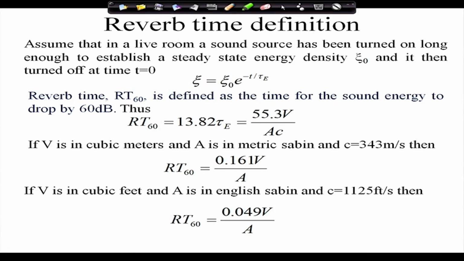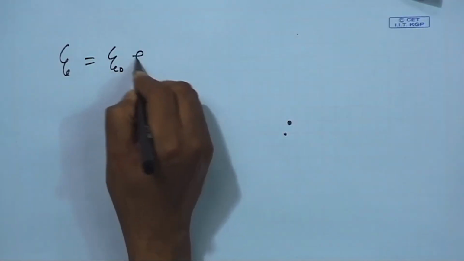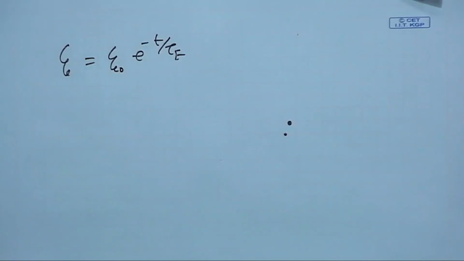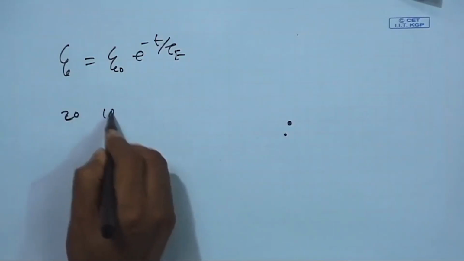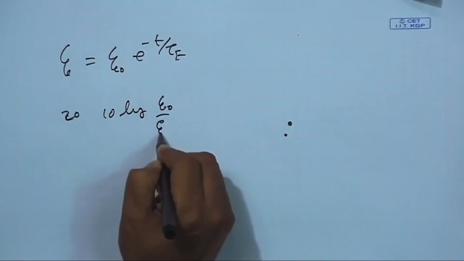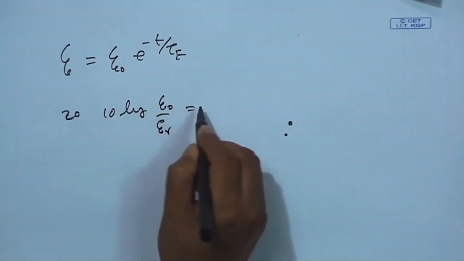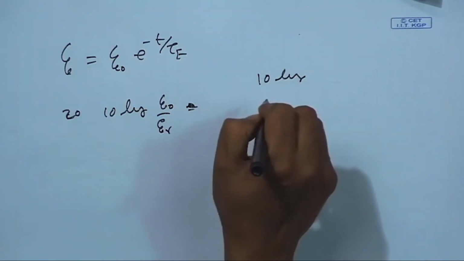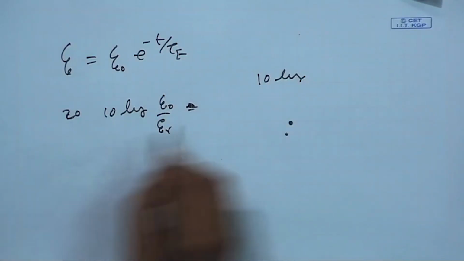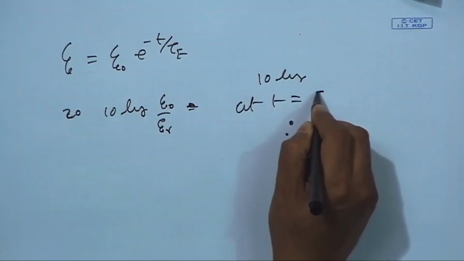Okay. That is the way it will be discharged. The discharge equation is that once the source is off, psi will be discharged as psi 0 into e to the power minus t by tau e. Now, I said the time taken to drop by 60 dB. So, psi 0 in dB, let us say the reference is r: 10 log psi 0 by psi r is 60, and then 10 log, let us say it drops by 60 dB. So, I can calculate these and equate at t equal to RT 60.